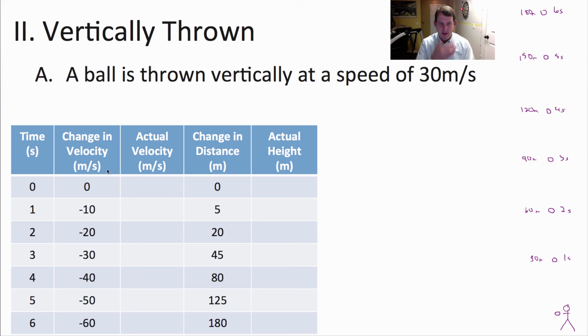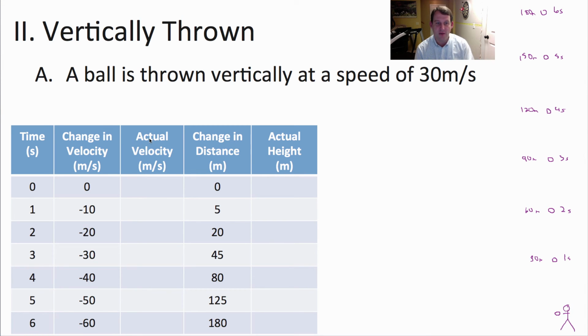Because remember, these numbers tell us our change in velocity, our change in distance, as if from where they would normally be without gravity. So this is where it would normally be without gravity. It would have flown upwards, it would have kept its constant 30 meters per second, and it would have had those different heights. So of course, with gravity, let's take a look at what's happening.